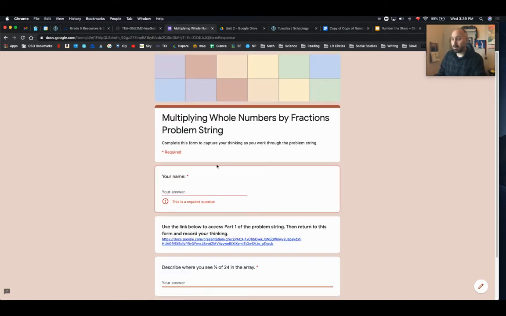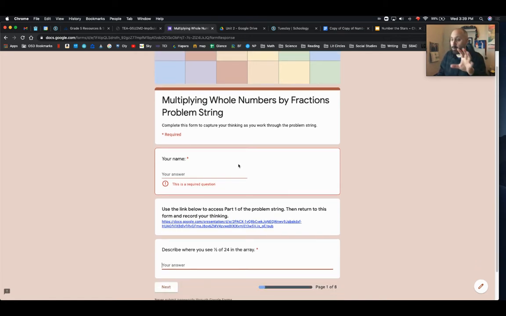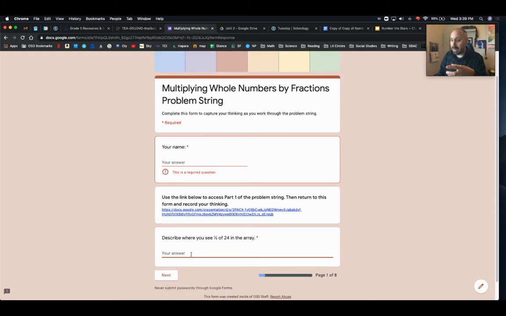So this is the multiplying whole numbers by fractions. We're starting our work in multiplying fractions, and we're going to start with multiplying fractions by a whole number. And it's going to be a lot easier than you think. So really all you have to do today is walk through this problem string and answer the questions when you come back down at the bottom. And that's all you have to do today.